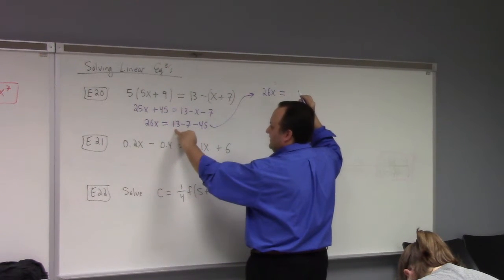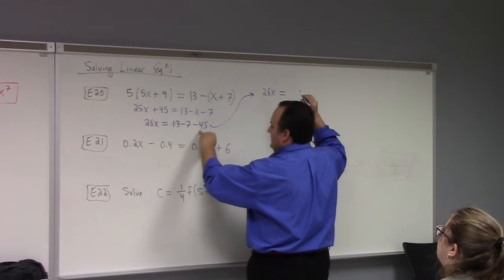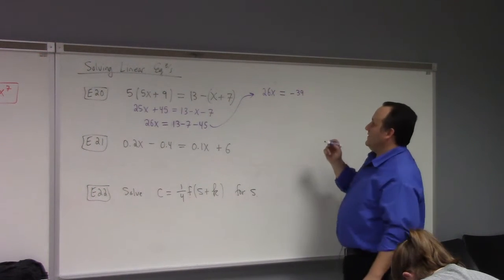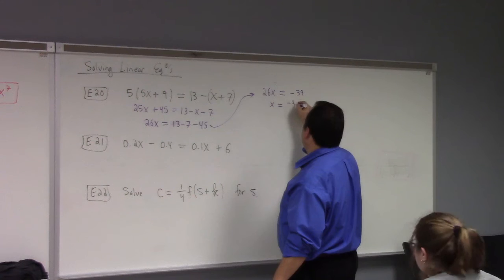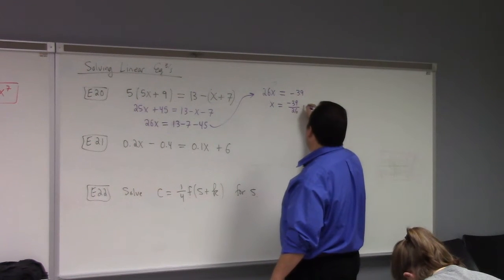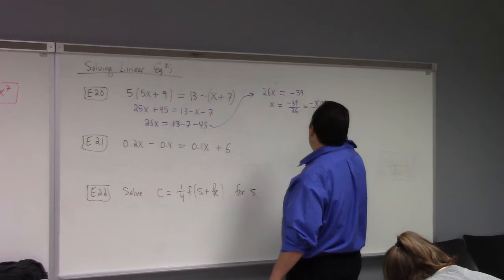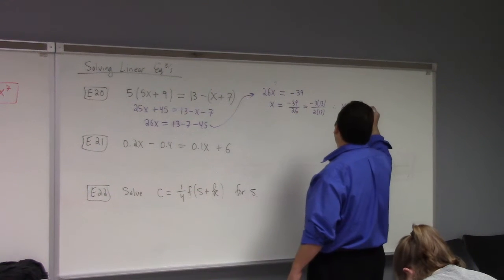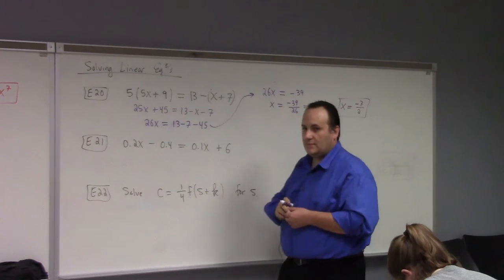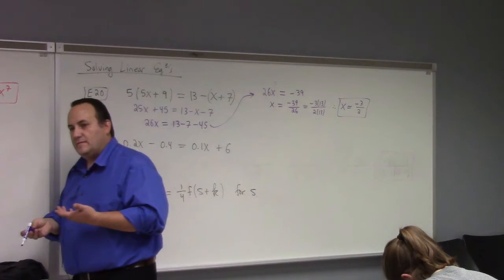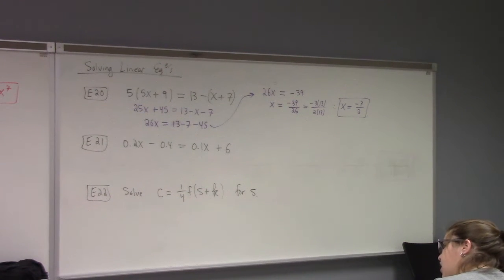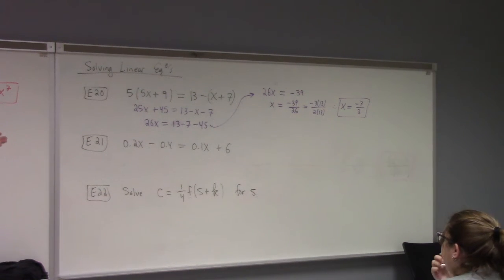I've got to think through this. 13 minus 7 is 6. So I think that's minus 39, isn't it? So what's x equal to? Minus 39 over 26, right? Which, by the way, is minus 3 times 13 over 2 times 13. So therefore, the answer is x equals minus 3/2. So this equation is consistent. Consistent means it makes sense, right? It's not an identity, because it's conditional. It's only true if x is equal to minus 3/2.